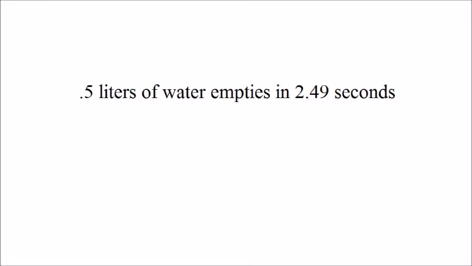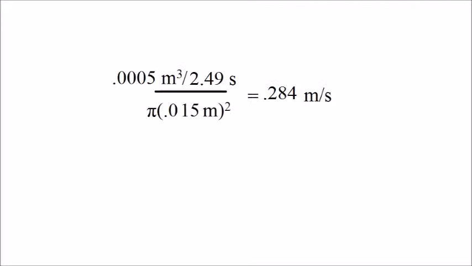With a ruler, we were also able to measure the radius of the bottle's opening, which we then turned into an area. With the area in hand, we were able to divide the flow rate by the area in order to achieve the velocity of the fluid. In the case of the bottle, we found that the velocity of the fluid was 0.284 meters per second.